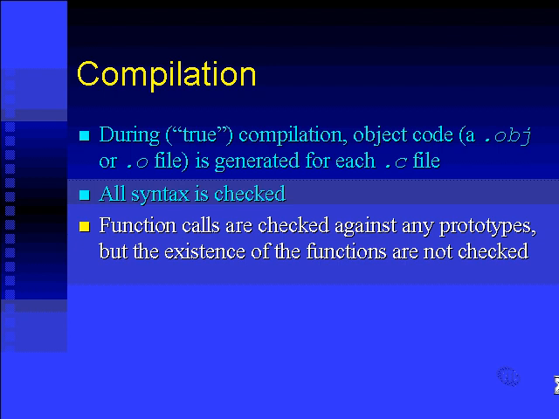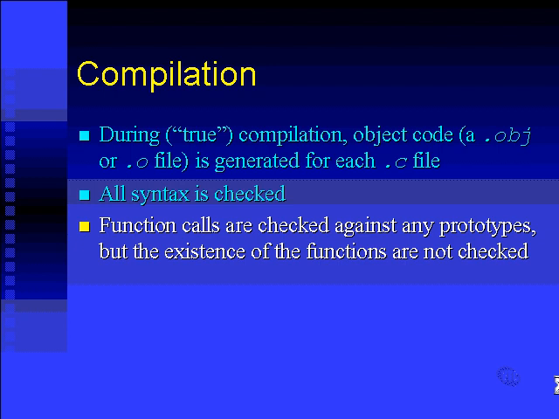If you make a call to a function, the compiler will check that the call that you're making provides the right number of parameters and the right types of the parameters, and that the return value of that function is treated correctly. It does this by comparing the function call against the prototypes, if there are any. There may not be any prototypes.